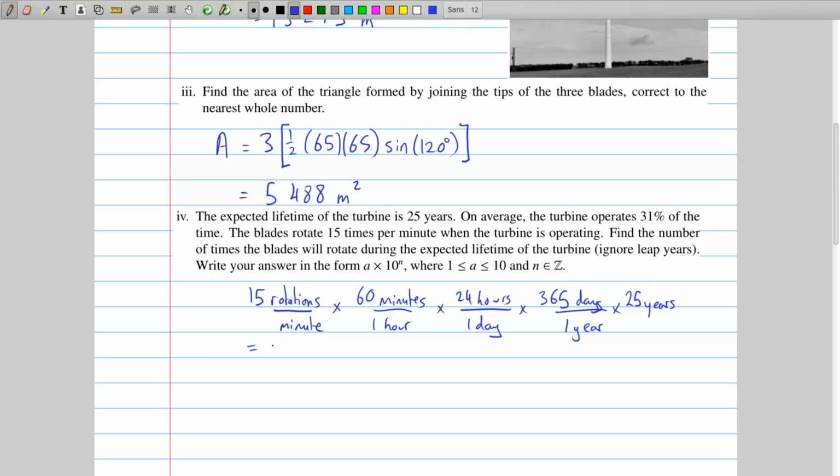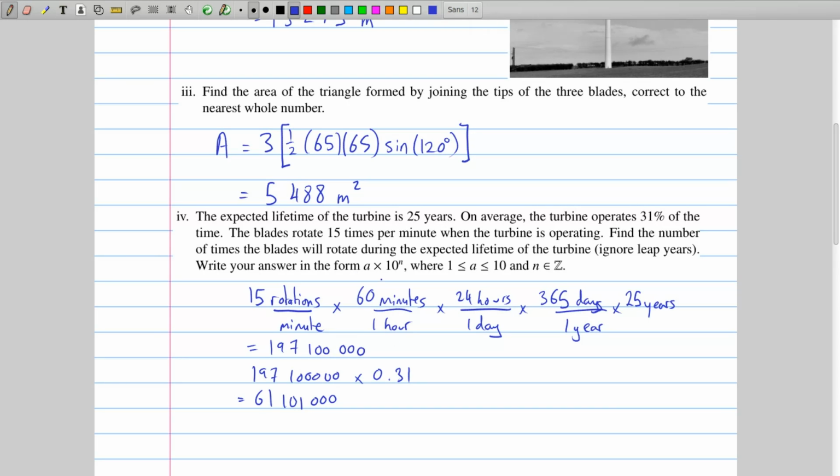And that gives us 197,100,000. But the turbine only operates 31% of the time. So we have to take 197,100,000 and multiply it by 0.31, that's 31% in decimal form. And we end up with 61,101,000.